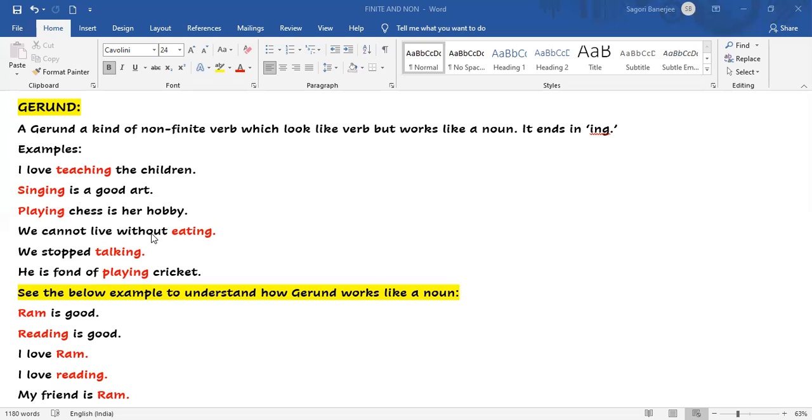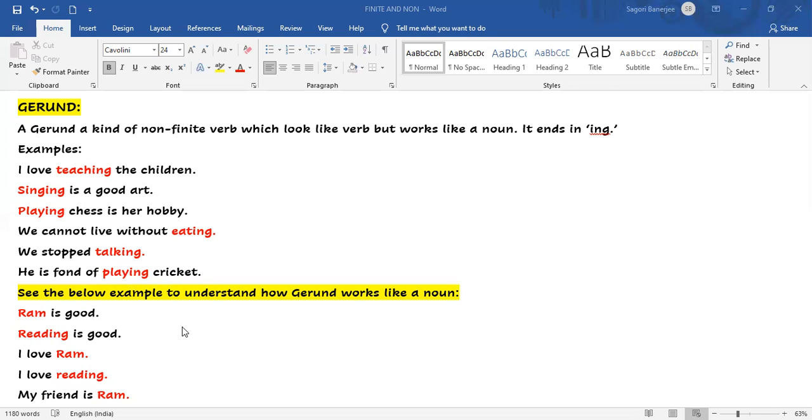Like if I say we cannot live without food. We cannot live without our parents. So food is a noun. Parents is a noun. Similar way, eating is also a noun. We stopped talking. Talking is a gerund because it is like a noun. We stopped what? Talking. He is fond of playing. He is fond of chocolate. He is fond of his teacher. So similar way, he is fond of playing cricket. So playing is a gerund, play plus ing, which is functioning as a noun. So I hope you understood these examples.